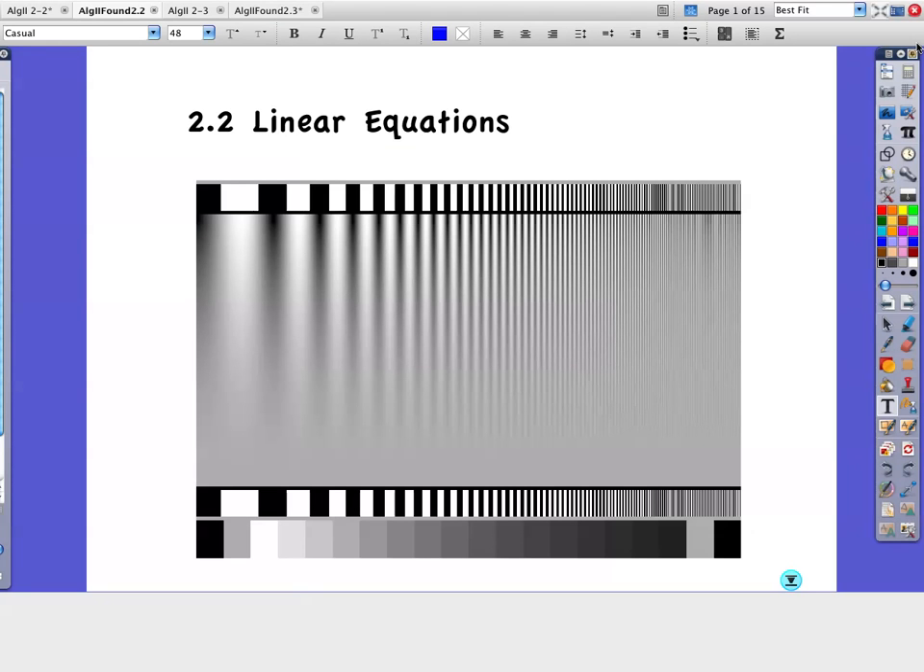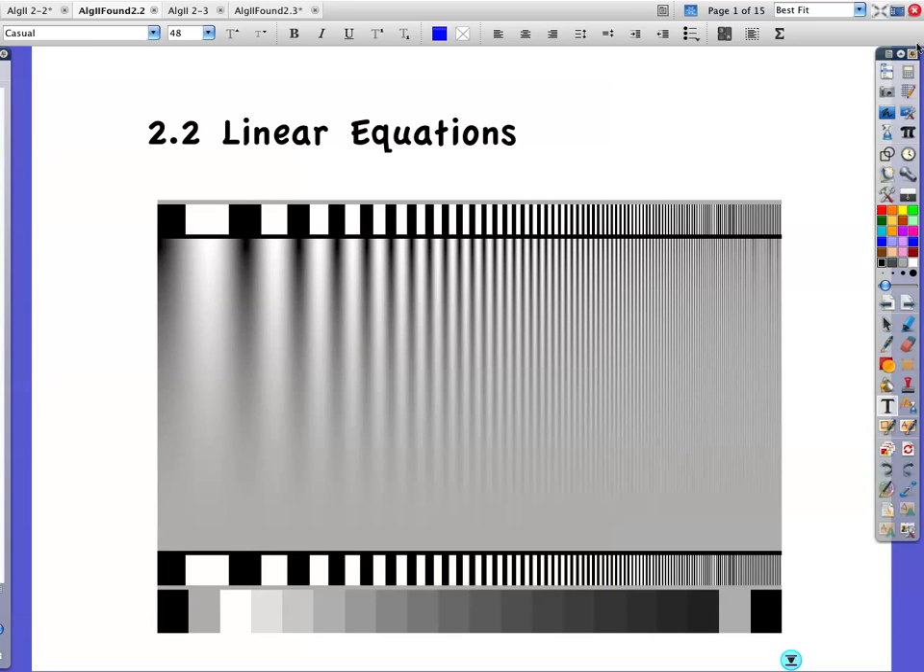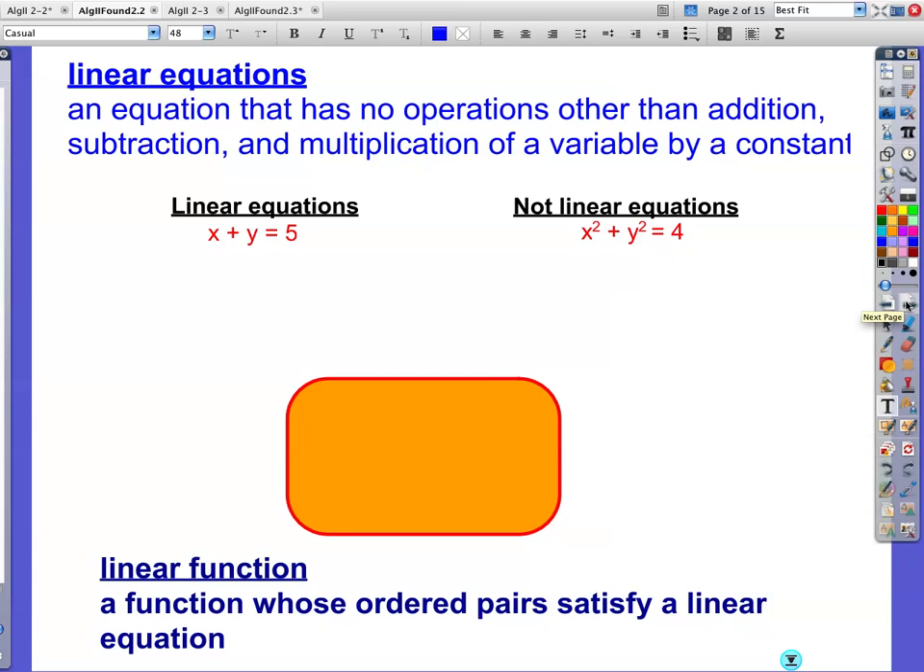Okay, lesson 2.2, linear equations. Hopefully this is all review from Algebra 1, but I know how we can forget. All right, here's what we're starting with. Linear equations: an equation that has no operations other than addition, subtraction, and multiplication of a variable by a constant. And we usually say x is our variable there.